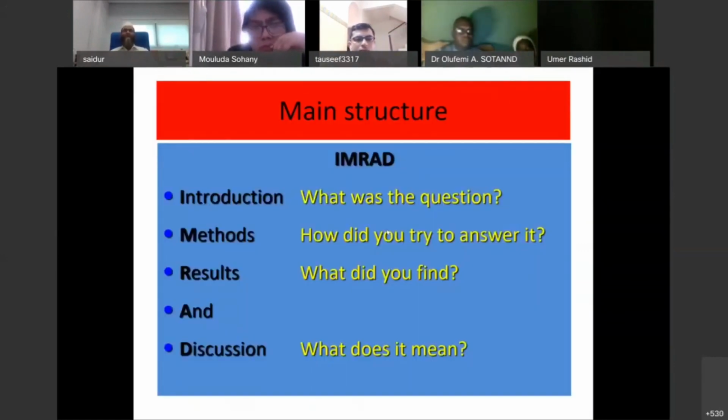Now I'm moving to the main structure. Again, I have taken this from the literature. Probably you have already heard that the structure of a manuscript is called INTROP. Conclusions and abstracts are not included here because those are the minor content.